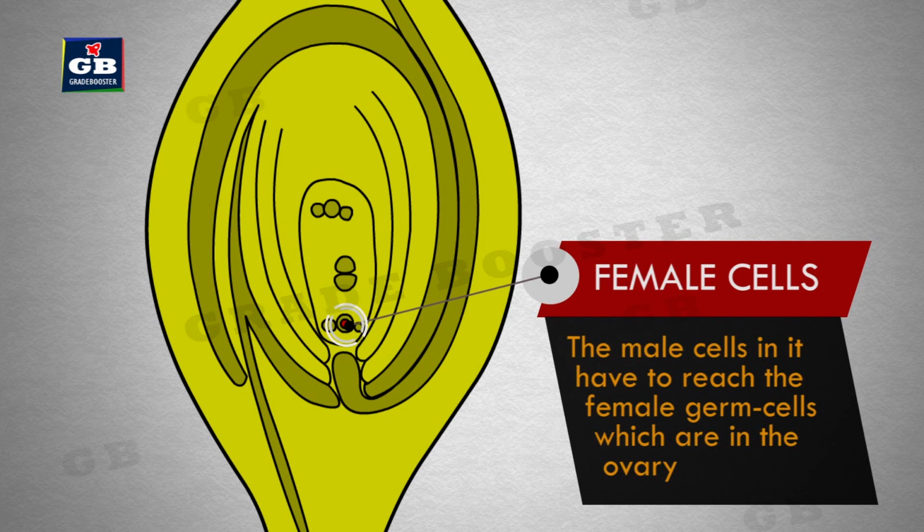Female cells. The male cells have to reach the female germ cells which are in the ovary.